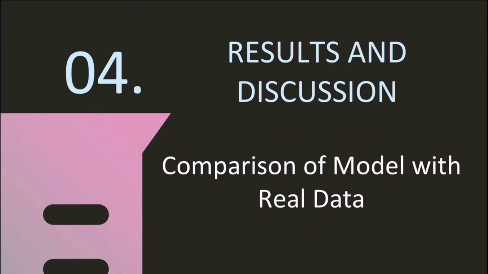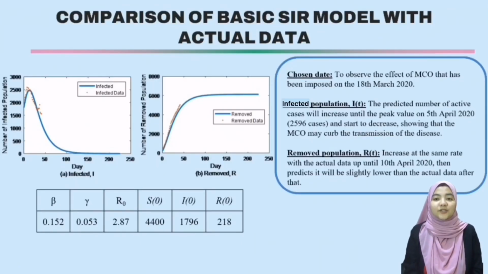Comparing the basic SIR model with the actual data, the chosen date was from 13 March until 9th May. This set of dates was chosen to observe the effect of the MCO that was imposed on the 18th March 2020. As seen in the figure of infected population, the model predicted the number of cases will increase at the same rate as the actual data until it reaches its peak on 5th April and starts to decrease after that date. This shows that the MCO may curb the transmission of the disease.